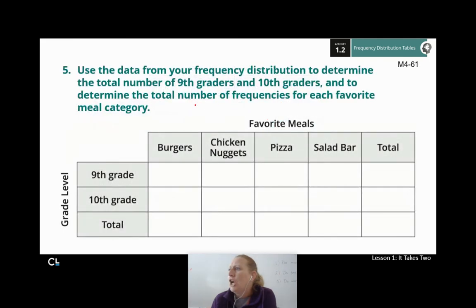So here's what you're going to do. I would like you to use the data from your frequency distribution to determine the total number of 9th graders, the total number of 10th graders, and the total number of frequencies for each category. So you're just going to add, give me the total, add, give me the total, for each one. And even down here, you're going to add these to get the total here, and you're going to add these to get the total here. You get the idea? Go ahead, hit pause, fill in your table, hit play when you're ready to check your work.